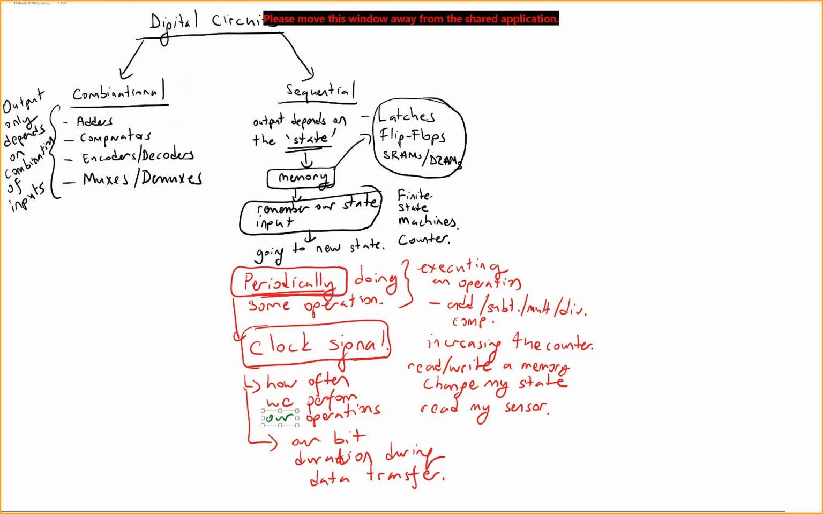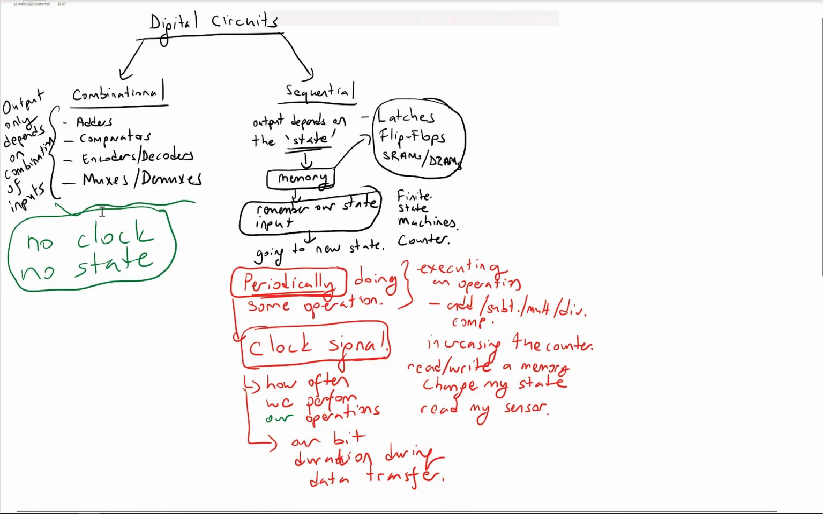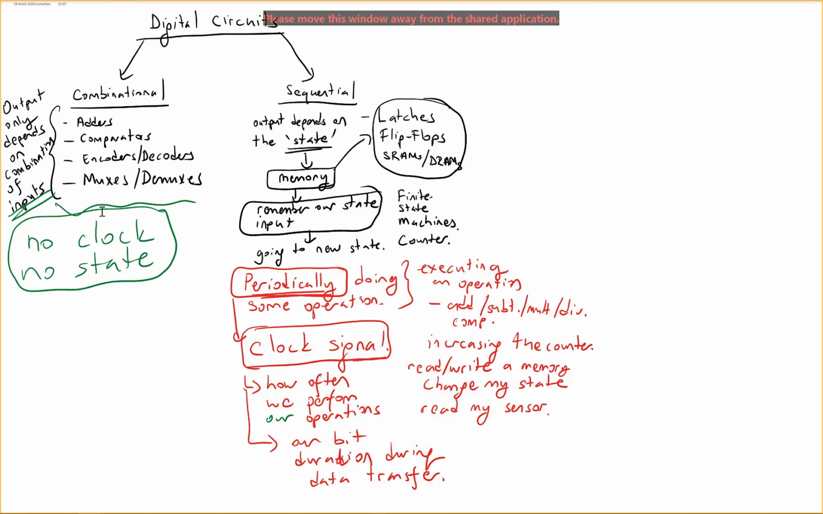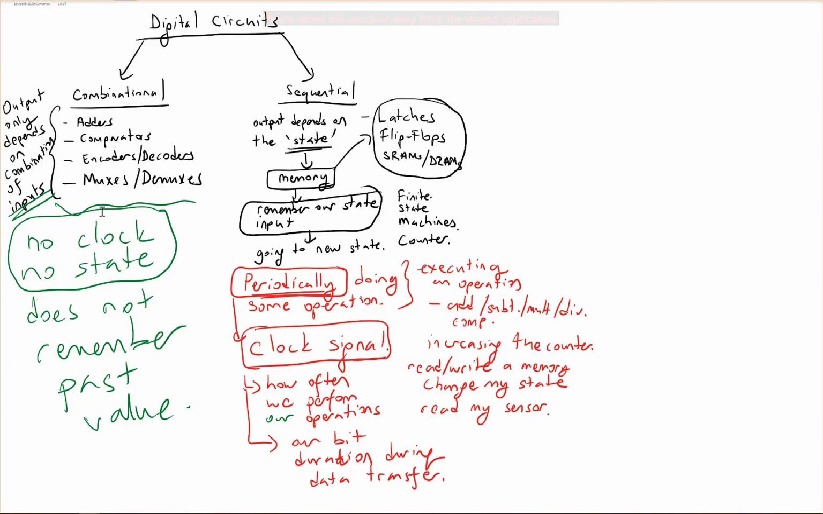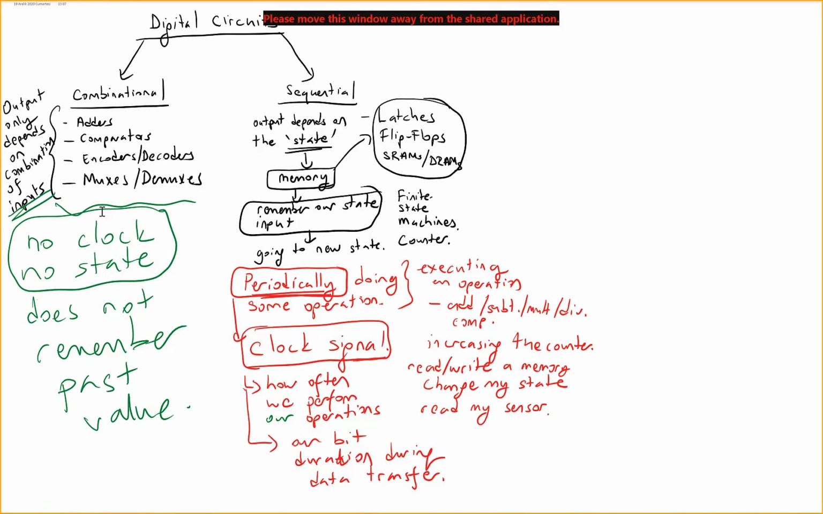Now, combinational circuits have no clocks. They do not have any state. They only look at the inputs and then determine your output, but they do not remember past values. So you give an adder an input, let's say 0 and 1, it will give you a 1. Next time you give it another input, it will give you another output, but it doesn't remember what the previous output was. But the counter, for example, let's say I have an enable input for the counter. Anytime I enable, I increase my counter by 1.